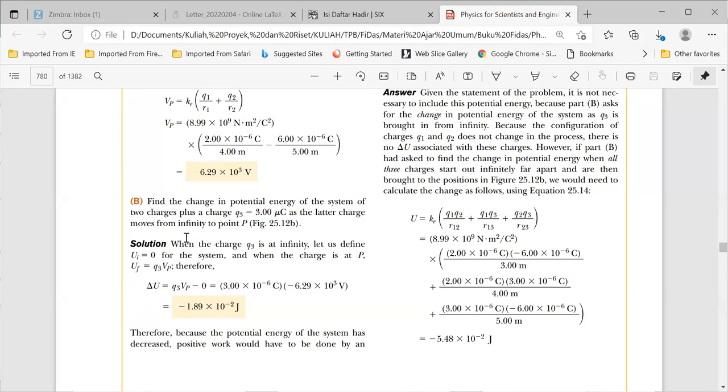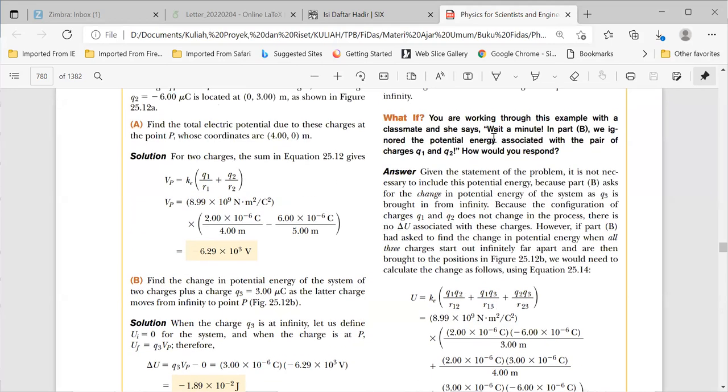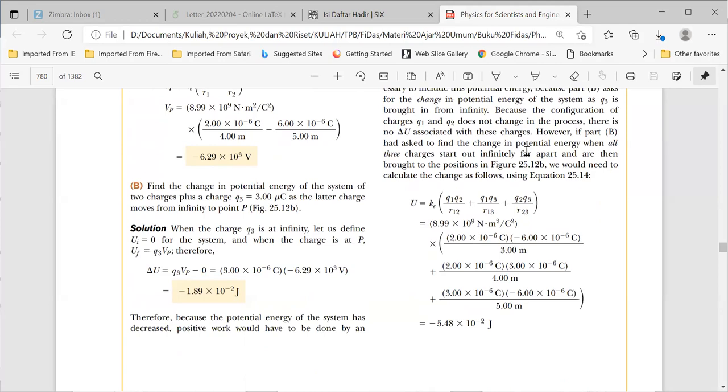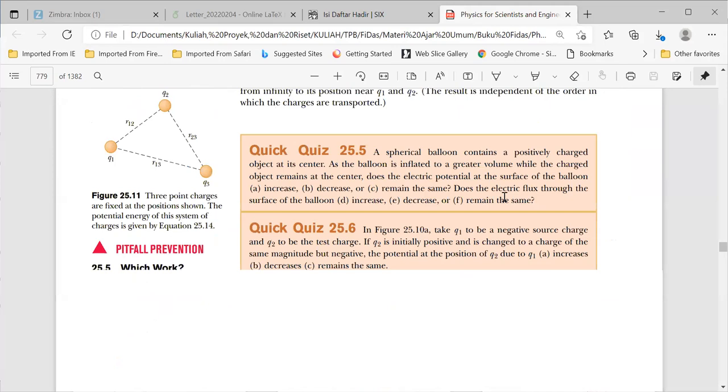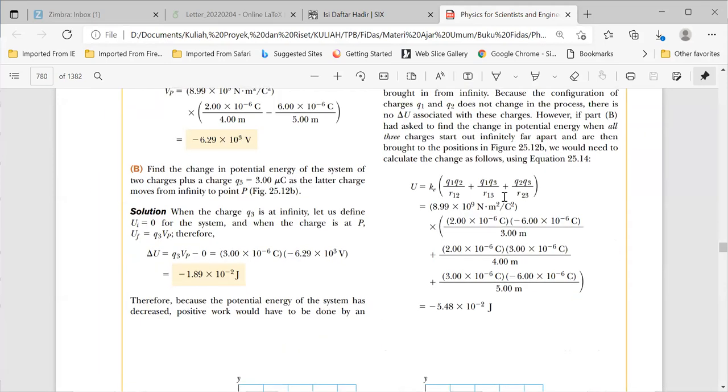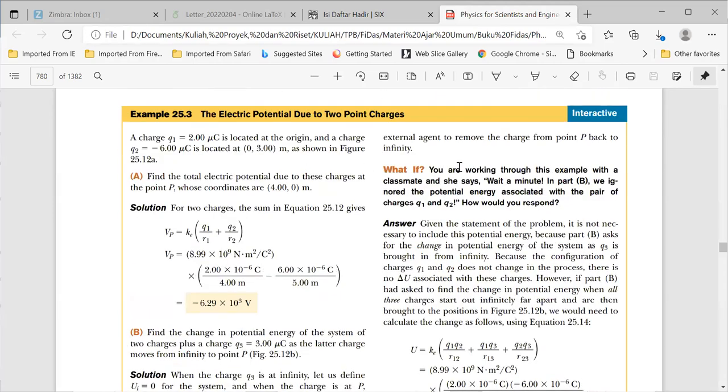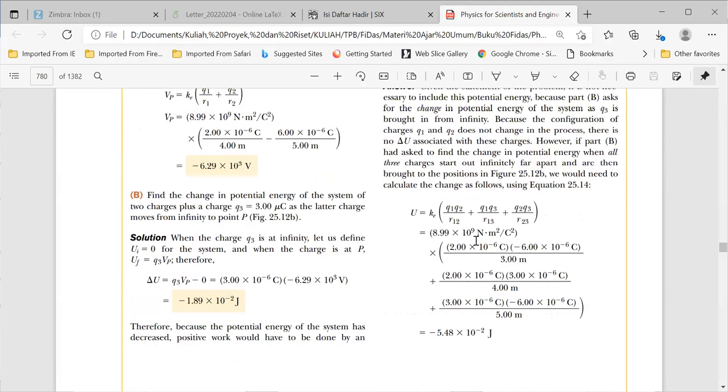Nah, ini beda potensial. Sedangkan yang di pertanyaan what if di sini itu adalah ketika sistem tersebut sudah menjadi 3 muatan. Jadi 3 muatan kita pakai rumus yang 25.14. Jadi dia sudah jadi sistem 3 muatan. Jadi berbeda antara pertanyaan B dengan pertanyaan what if. Kalau what if di sini dia adalah fungsi energi potensial, sedangkan yang di sini adalah beda energi potensial. Itu yang membedakan.